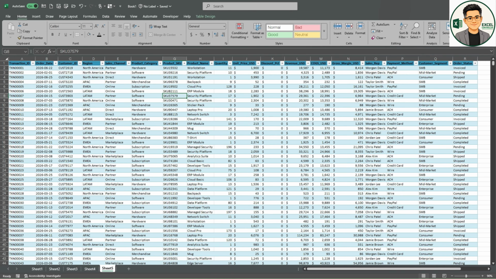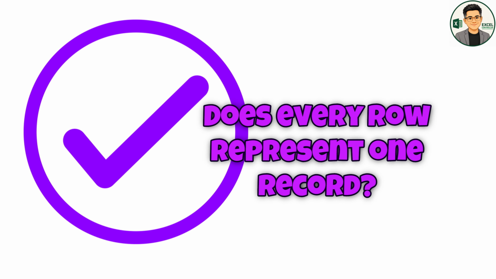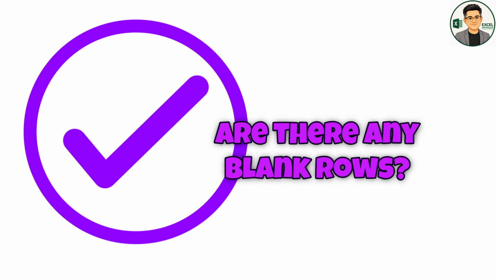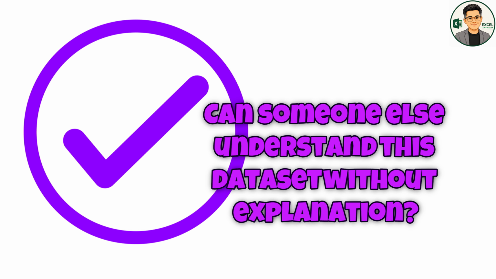Before using a table in a financial process, always perform a quick quality check. Ask yourself, does every column have a clear heading? Does every row represent one record? Are there any blank rows? Are numbers stored as numbers? Are dates stored as dates? Can someone else understand this dataset without explanation? If the answer is yes, your table is ready for analysis.